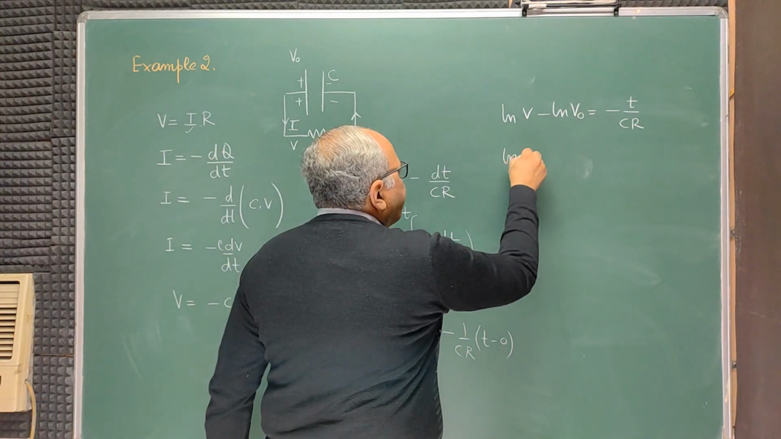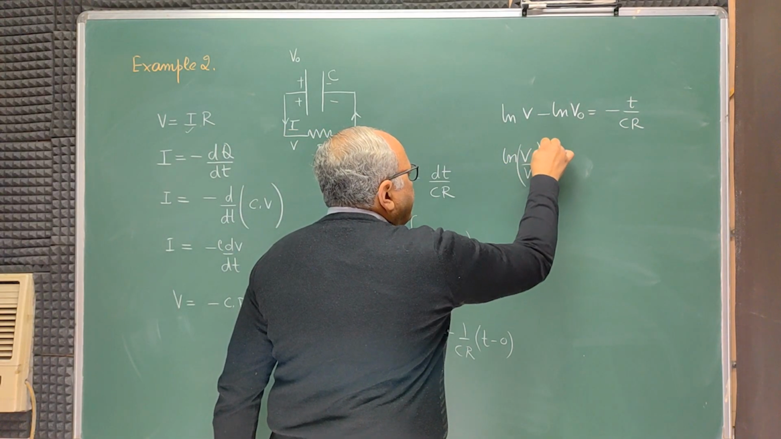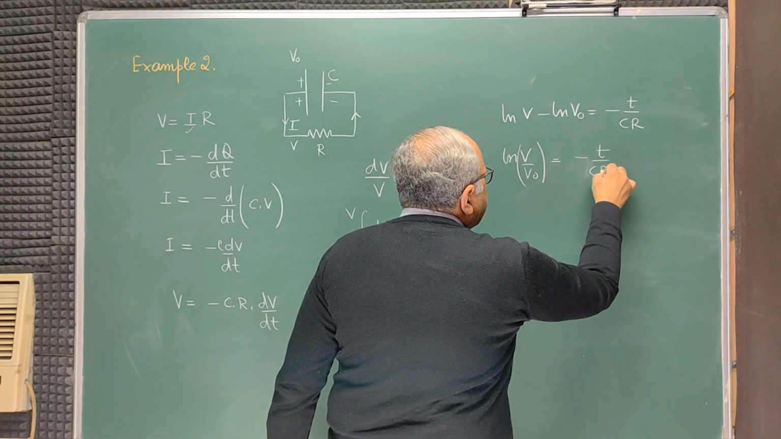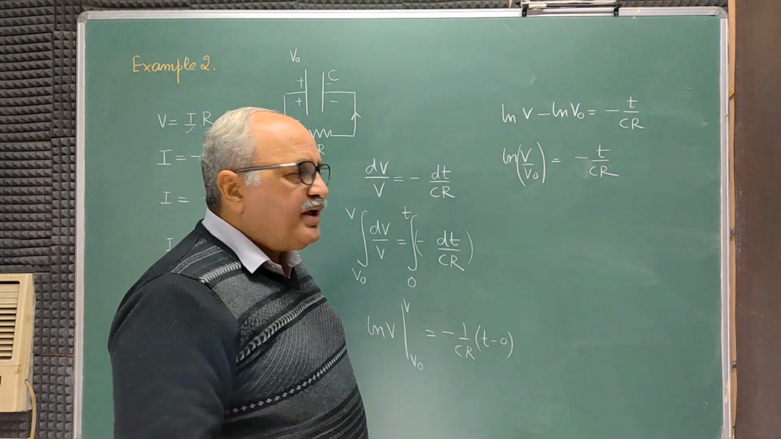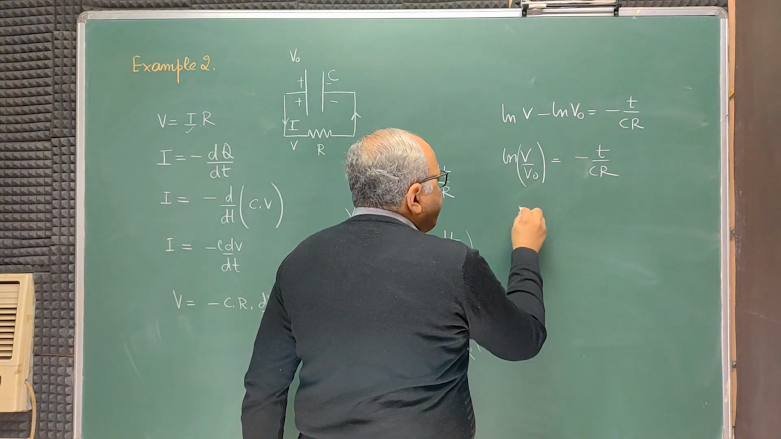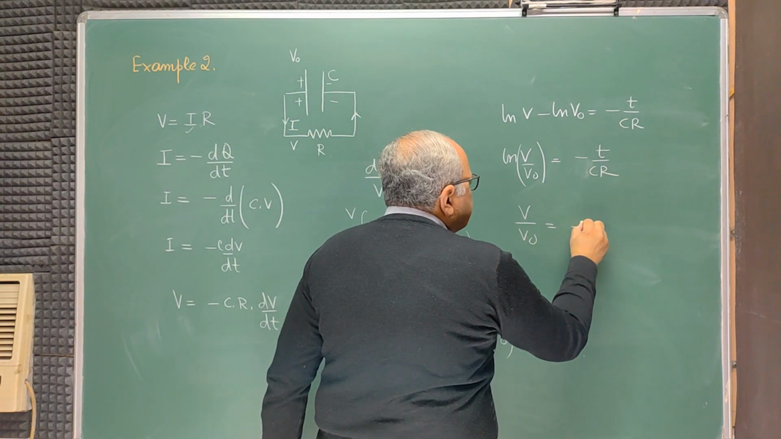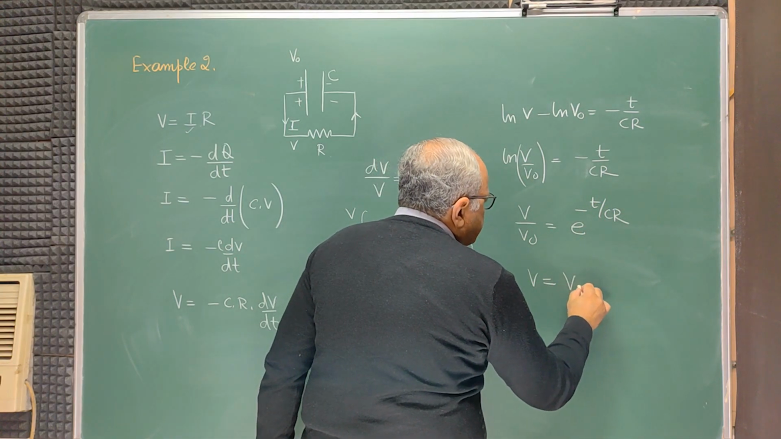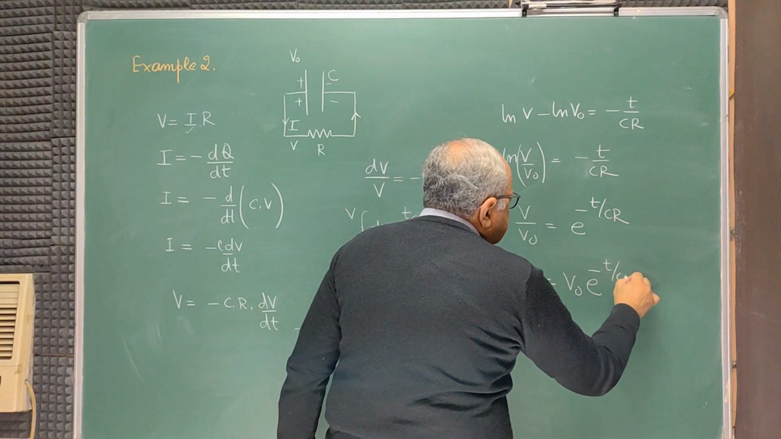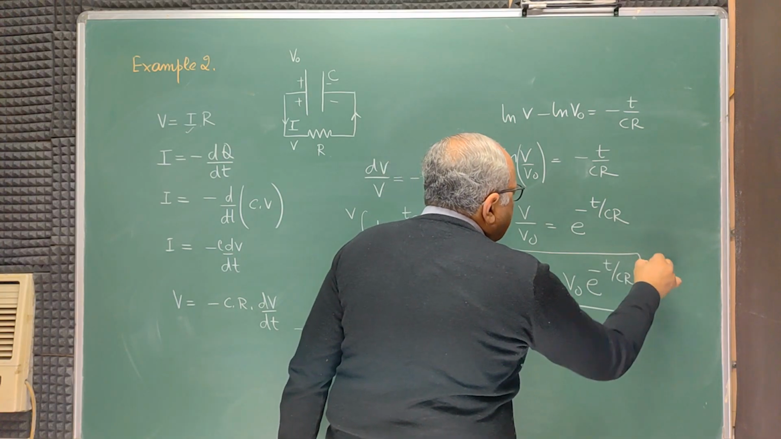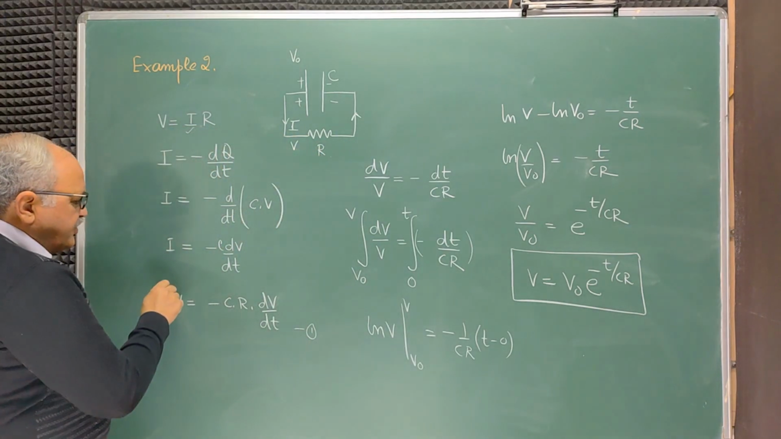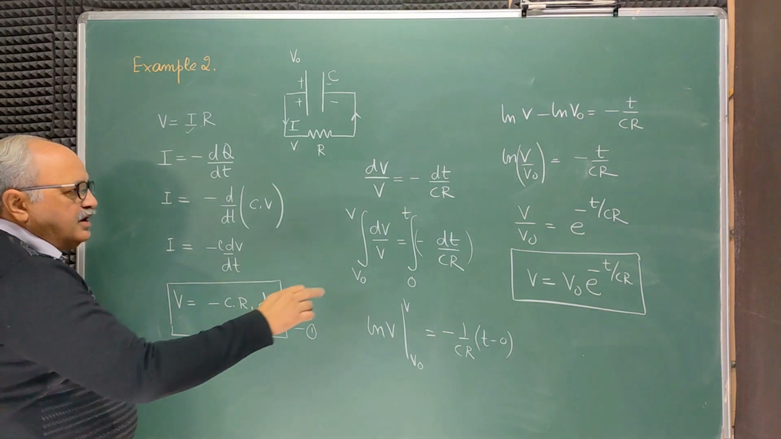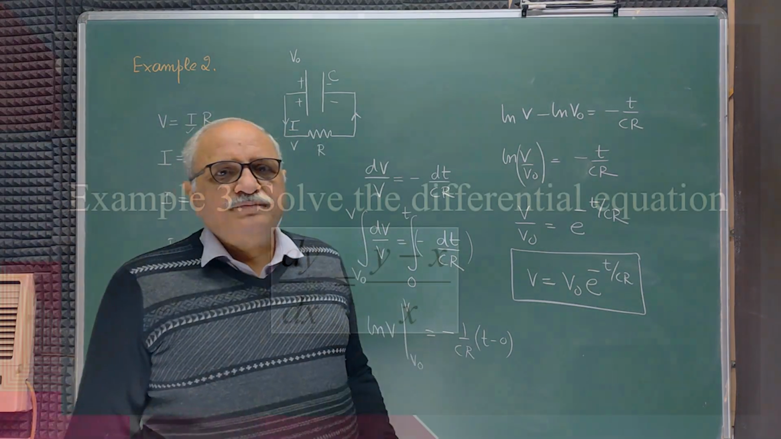So log of V divided by V0, by combining the two, equals minus t divided by CR. Taking the exponential on both sides, we have V by V0 equals e to the power minus t by CR, or we can write V equals V0 e to the power minus t by CR. So this is the solution of this differential equation. This is the differential equation, and this is the solution of the differential equation.